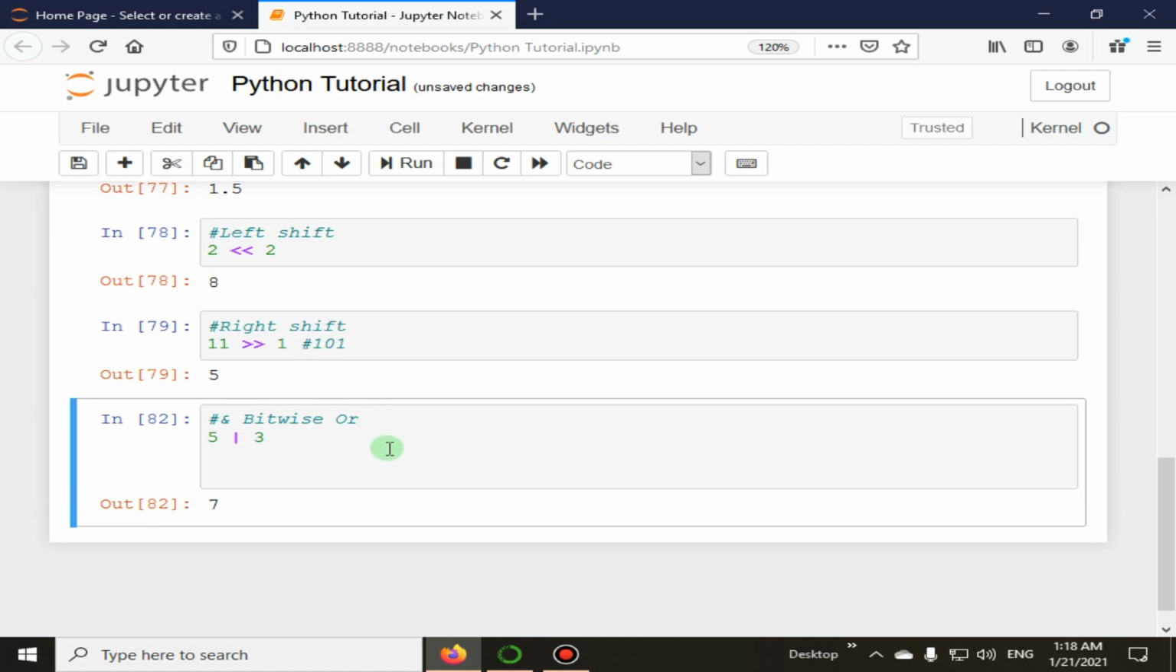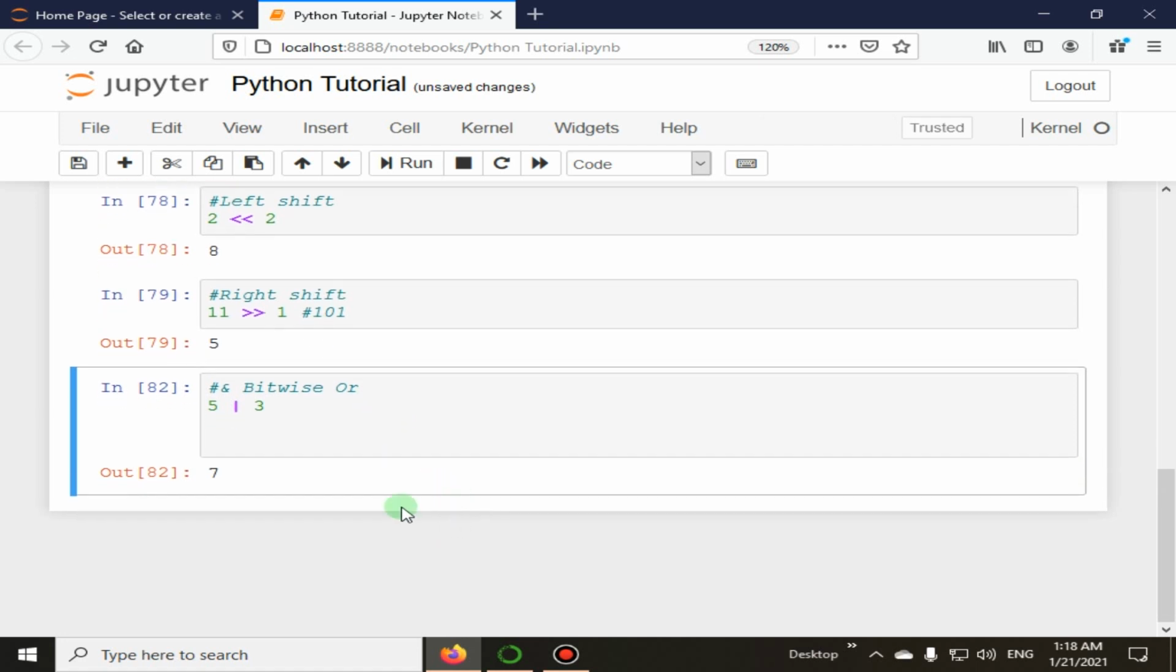This will give 7. And bitwise XOR is next, and we represent bitwise XOR with the caret sign. Bitwise XOR of the numbers: if both bits, 1 or 0, are the same, the result is 0, otherwise it is 1. So 5 caret 3 will give 6.